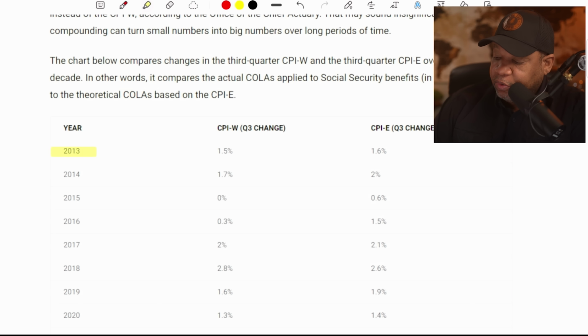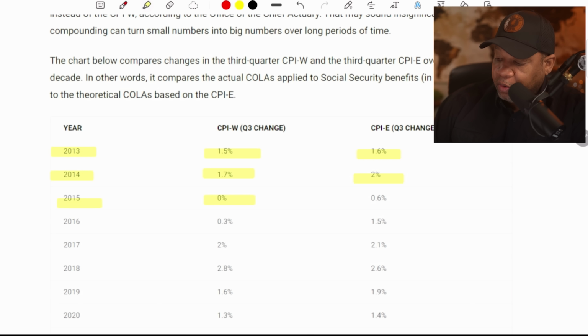Okay, so 2013, the CPI-W. Okay, so this is what COLA was in 2013. It was 1.5%. Now, if they used the CPI-E, COLA would have been 1.6%. So it would have been a small increase, right? Now, 2014, COLA was 1.7%. With the CPI-E, it would have been 2%.